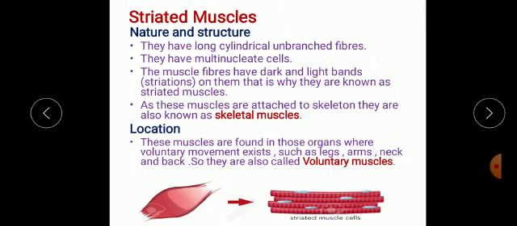First of all, let us discuss nature and structure of striated muscles. They have long, cylindrical, unbranched fibers. They have multinucleate cells. The muscle fibers have dark and light bands on them. That is why they are known as striated muscles. As these muscles are attached to the skeleton, they are also known as skeletal muscles. Location. These muscles are found in those organs where voluntary movement exists, such as legs, arms, neck, and back.